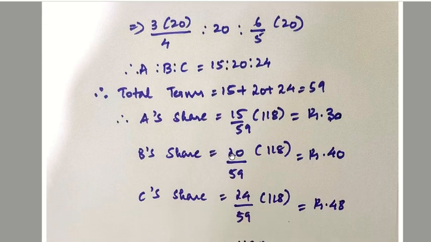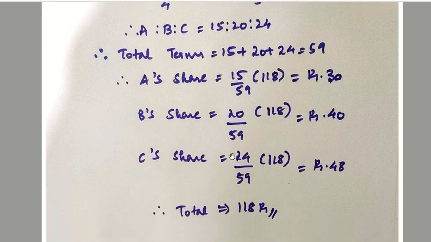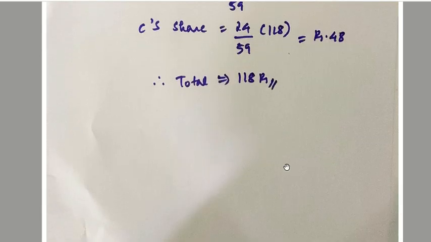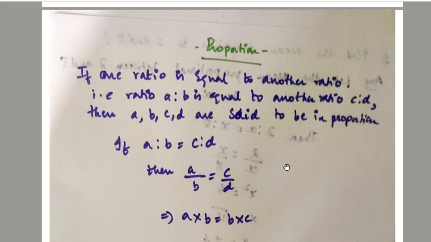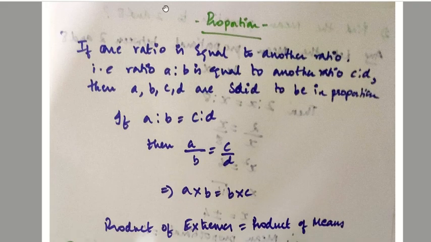So the total of the terms is 15 plus 20 plus 24, which is 59. That is nothing but your denominator. So each share is 15 by 59 into 118. That is what you're supposed to share. So rupees 30 for A's share. B's share will be 20 divided by 59 into 118, which is rupees 40. C's share is 24 divided by 59 into 118, rupees 48. Total is 118.